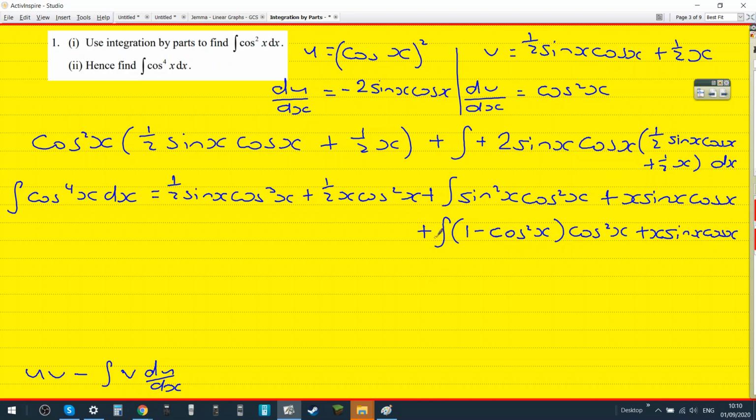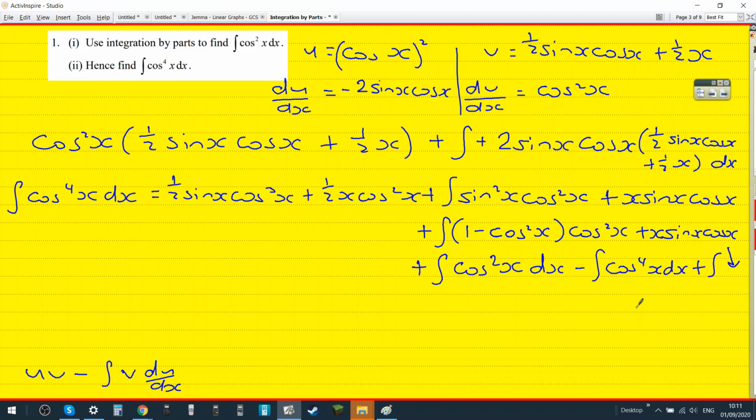We could expand this bit, I think. But then you would just have cos to the 4x, and you don't know what the integral of that is. So you'd have cos squared x minus cos to the 4x. Or you could just do cos squared x squared. cos to the 4x dx, and then plus the integral of that.